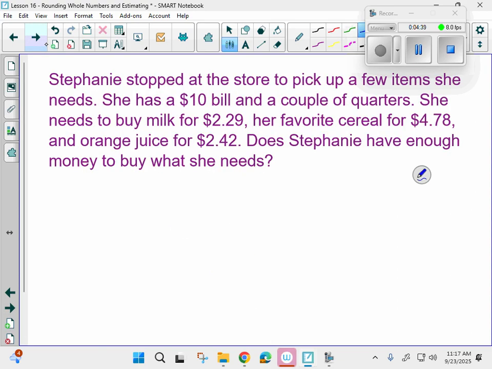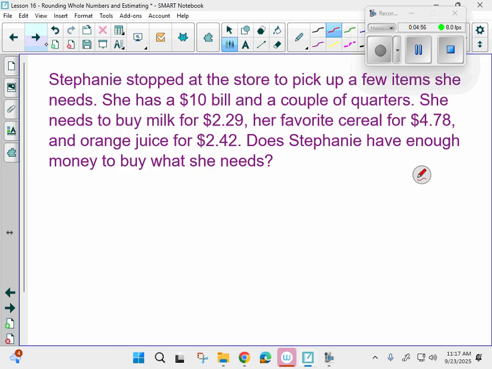A little review on dollars. Stephanie stopped at the store to pick up a few items she needs. She has a $10 bill and a couple of quarters. Oh, that's nice. She needs to buy milk for $2.29, her favorite cereal for $4.78, and orange juice for $2.42. Does Stephanie have enough money?